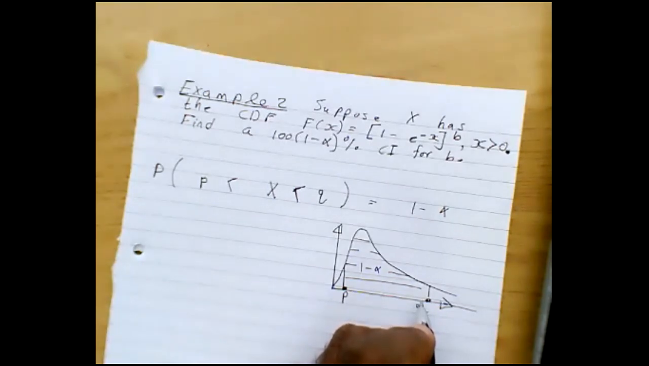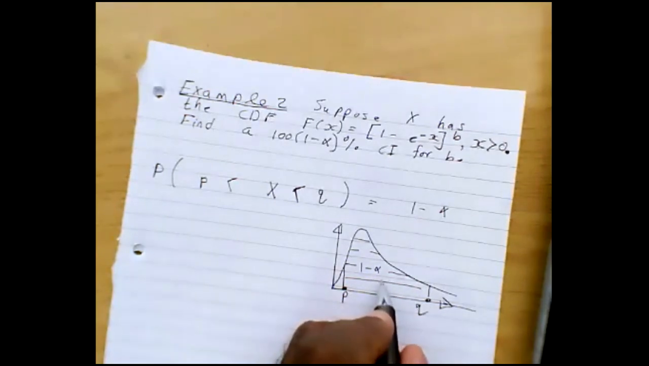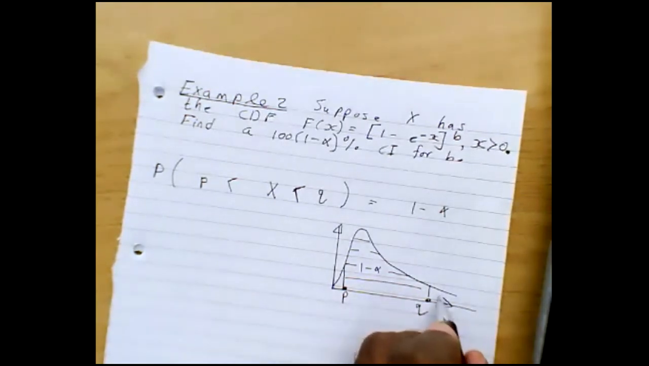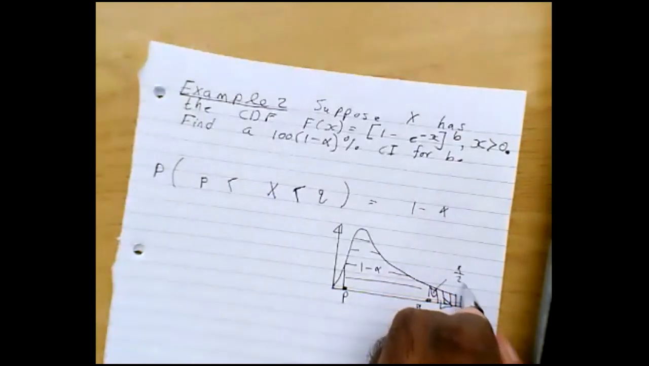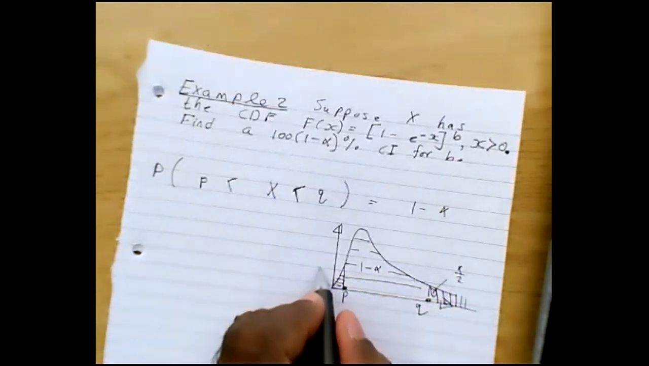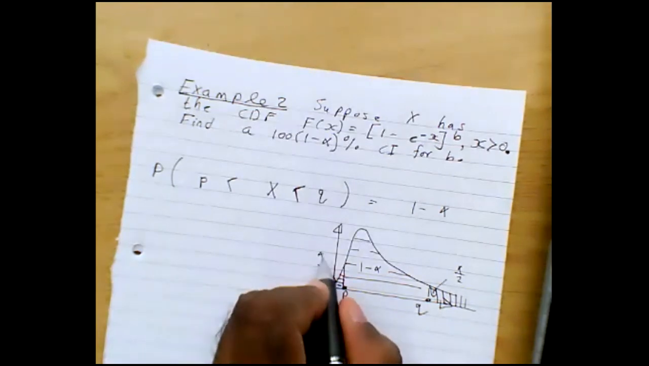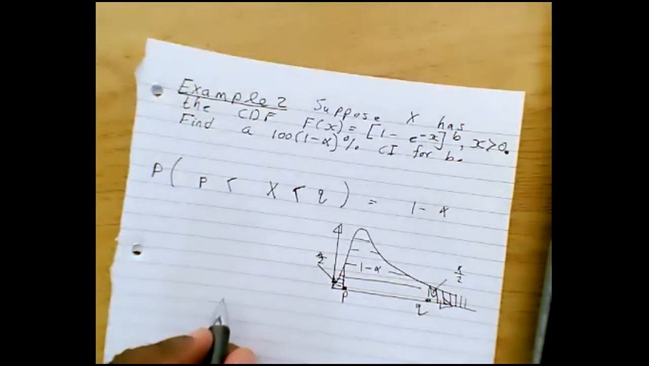So if this area is 1 minus alpha, then you can take this area here to be alpha by 2, and you can take this area to be alpha by 2 too, right?